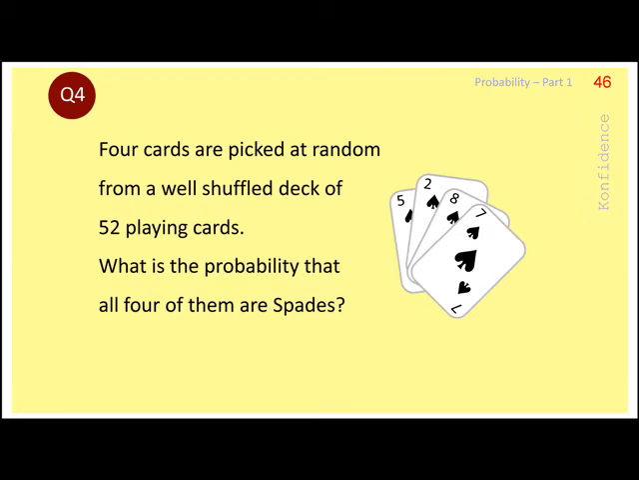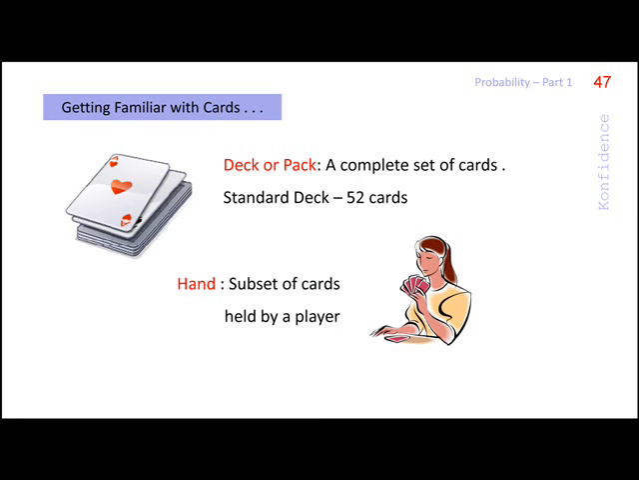Another favorite area of probability question setters is the deck of cards. Let us look at a simple question based on playing cards. Refer the question 4. It asks you to find the probability that all 4 cards picked from a deck of 52 cards are spades. Let us understand what constitutes a deck of cards before we move forward.